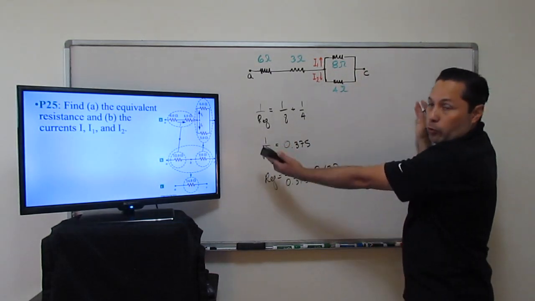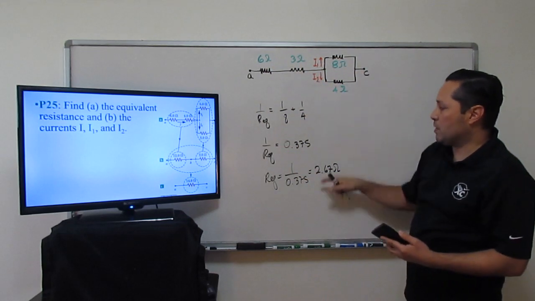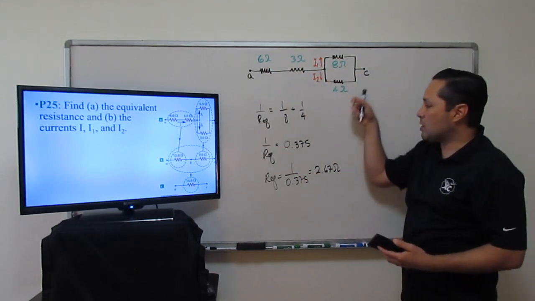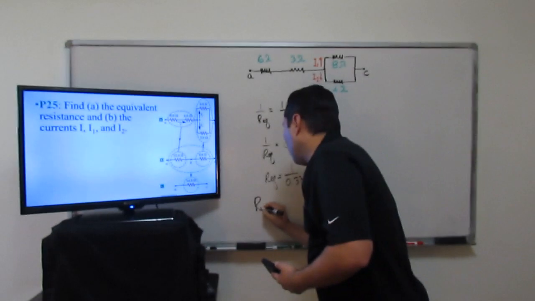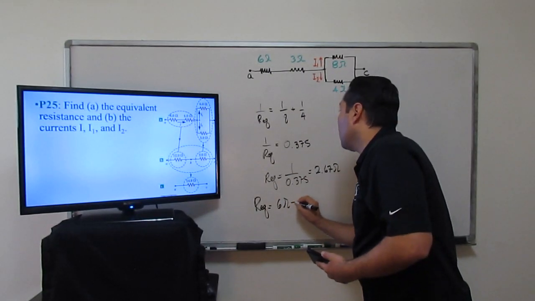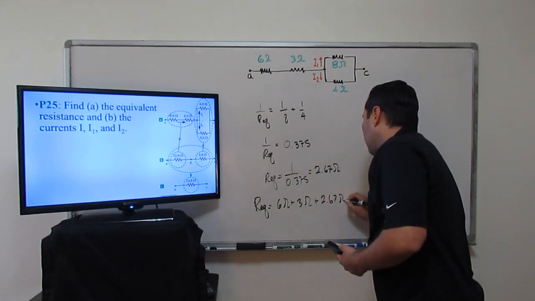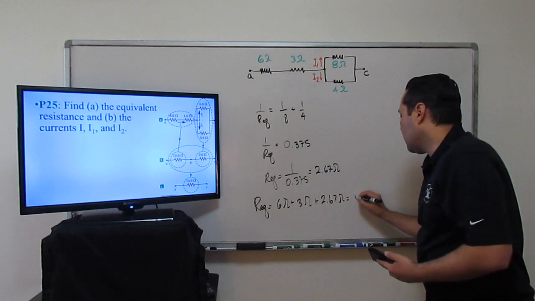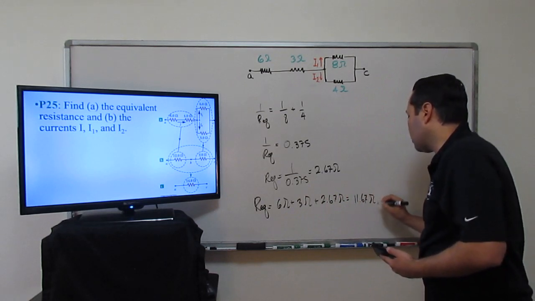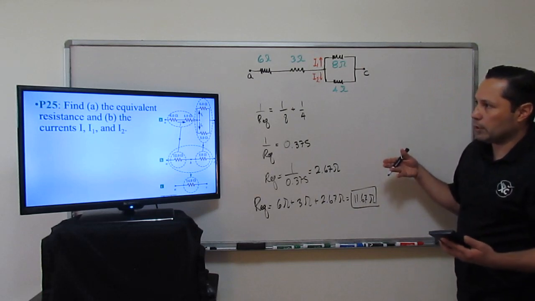Now we want the total for the whole circuit. This is in series, and now we're going to treat it as series when we get the equivalent. So we just add up all 3 of them. So the equivalent for the whole circuit is going to be 6 ohms plus 3 ohms plus 2.67 ohms. So it's going to give us 11.67 ohms. Alright, so that is part A, the equivalent resistance for the whole circuit.